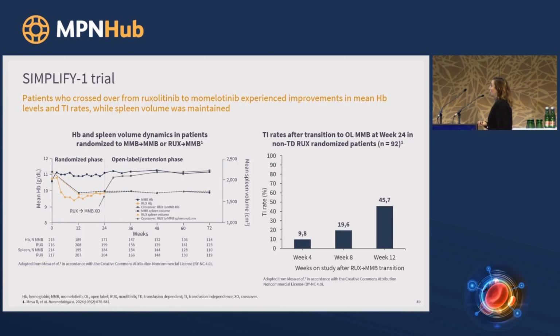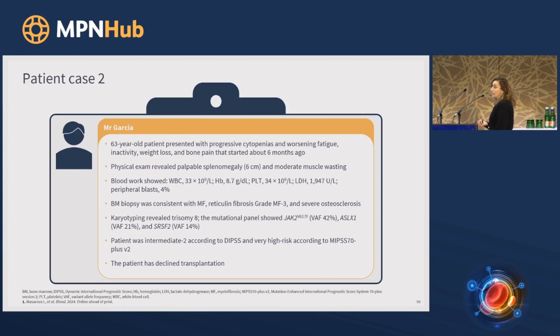And in addition, for patients who were randomized to ruxolitinib and were initially not transfusion dependent, we observe a progressive increase of transfusion independence, rising to more than 45% after 3 months of crossover to momelotinib.